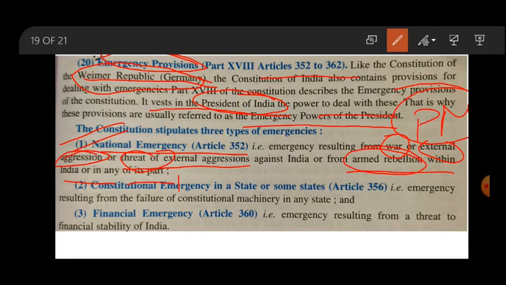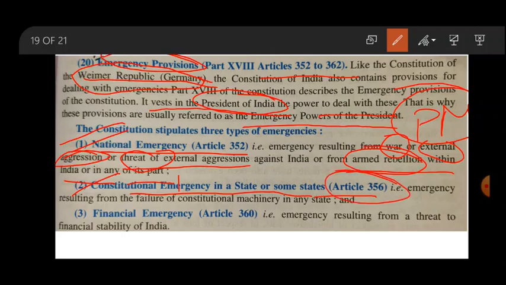Or a place like a neighboring state like Punjab, Rajasthan, Gujarat, Jammu and Kashmir. The President of India will declare that particular state as emergency, or if necessary the President will declare the whole country. Now we have 28 states, so all 28 states will be declared emergency. The power lies with the Prime Minister. Number 2, constitutional emergency in a state or some states.